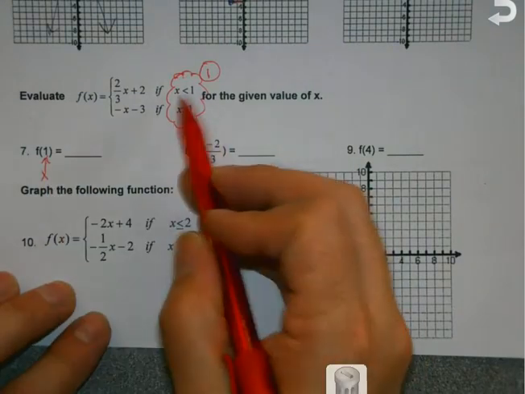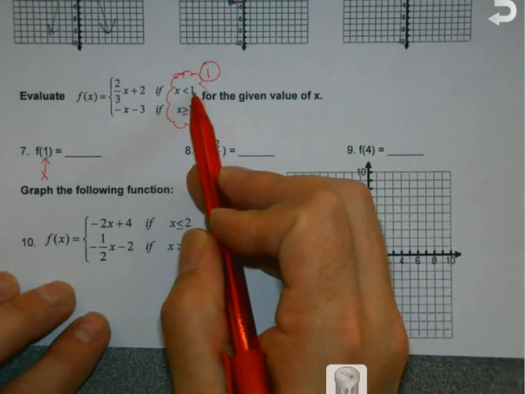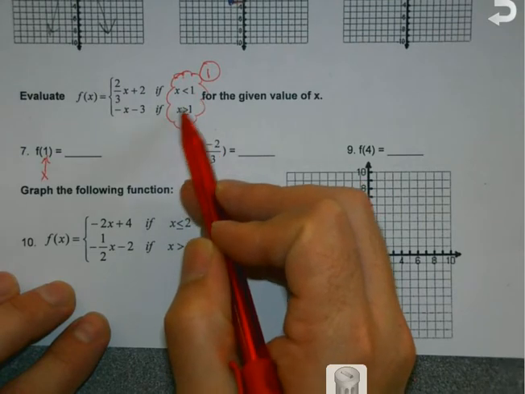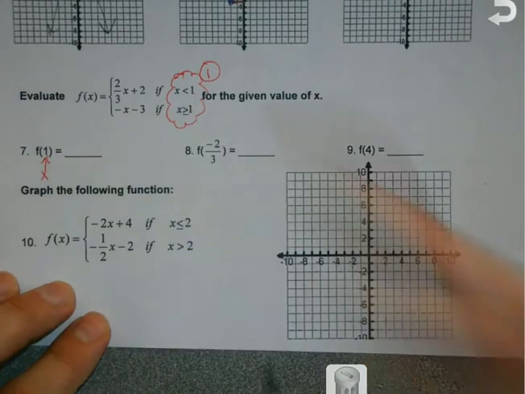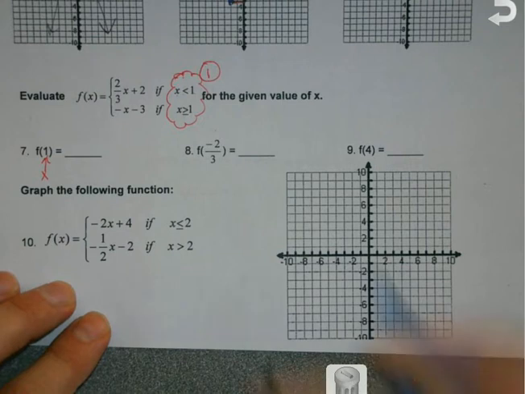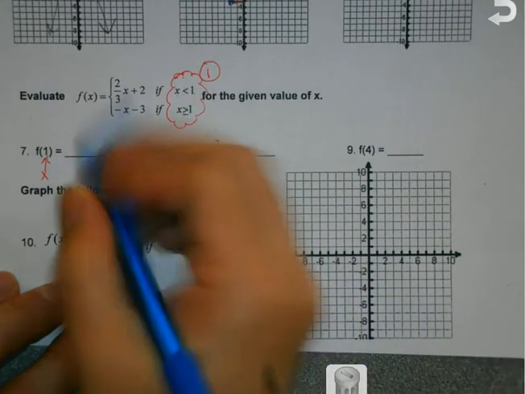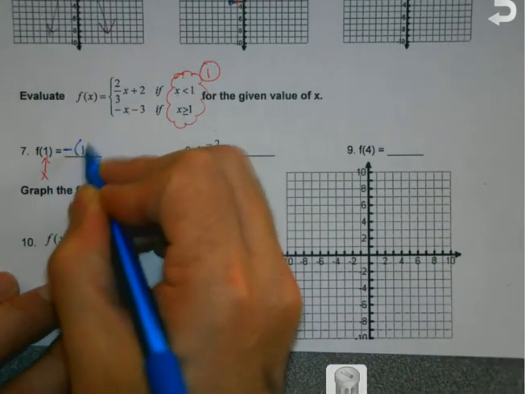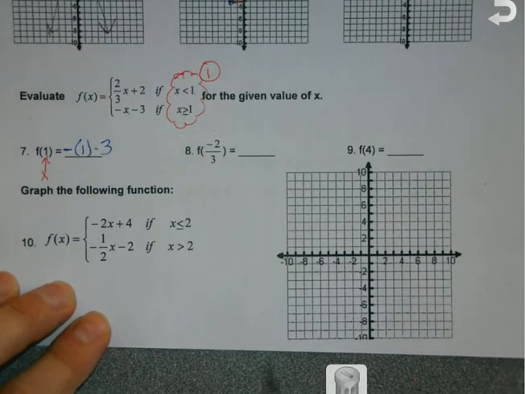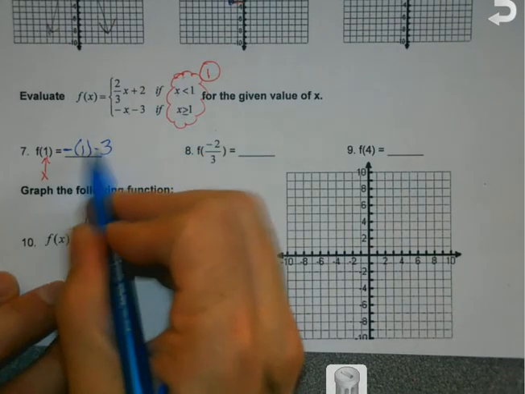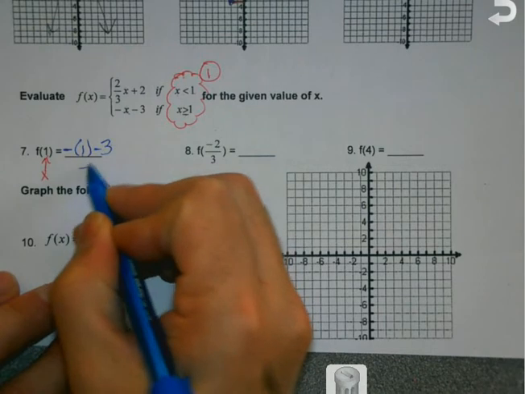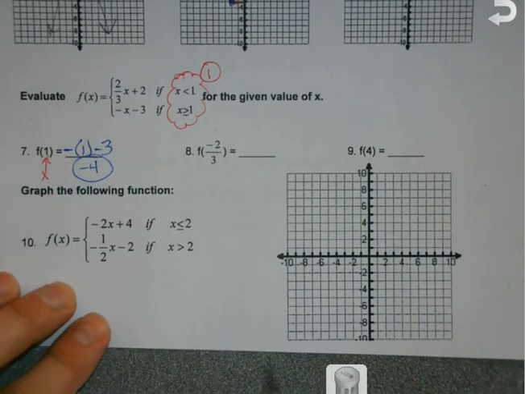So if it's 1, is 1 less than 1? No. Is 1 greater than or equal to 1? Yes. So since that's the case, this is the expression I'm going to use. I'm going to use parentheses when I plug a value in. If I owe somebody $1, I borrow 3 more. Now I owe them $4, and I'm done. So no panic in here.